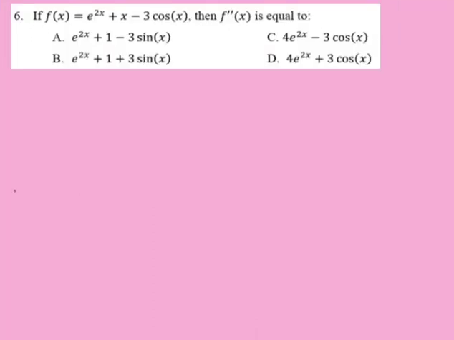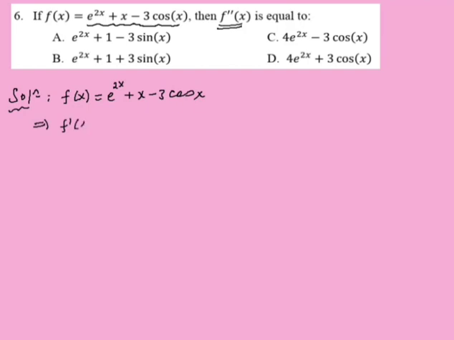If f of x is equal to e to the power of 2x plus x minus 3 times cos x, then what is its second derivative? So our function is e to the power of 2x plus x minus 3 times cos x. Then we are asked the second derivative. So first we need to calculate the first derivative.